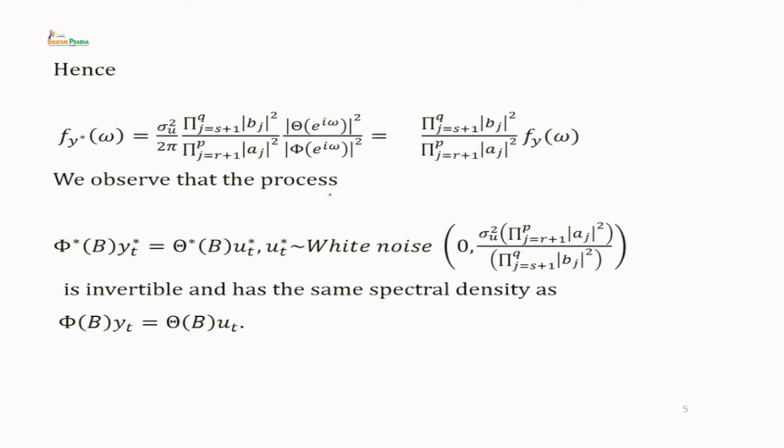So, then we observe that if we consider the process phi star B y t star equal to theta star B u t star, where u t star is a white noise process with mean 0, and variance we take as sigma square u, product j equals 1 to p of mod a j squared divided by product j equals s plus 1 to q of mod b j squared, then this process is invertible and it has the same spectral density as your original process phi B y t equal to theta B u t.